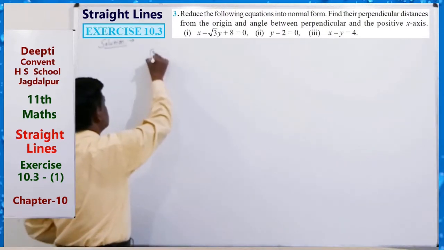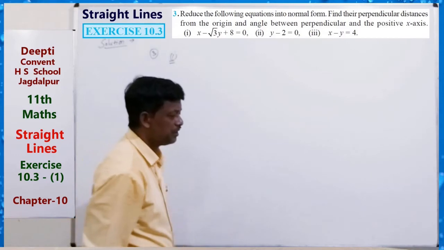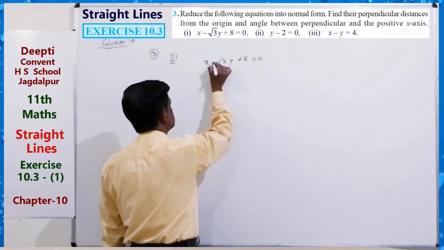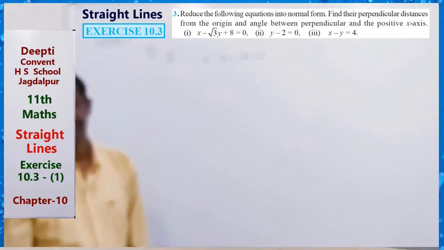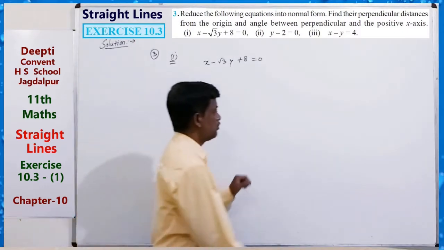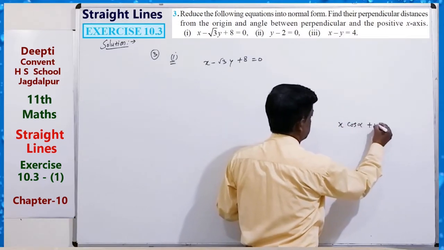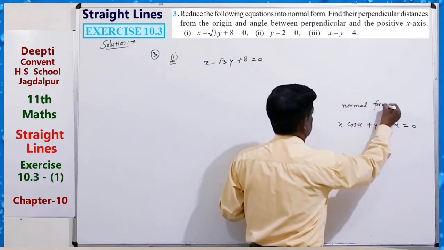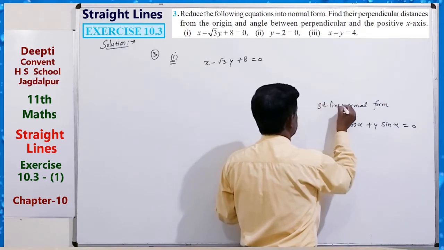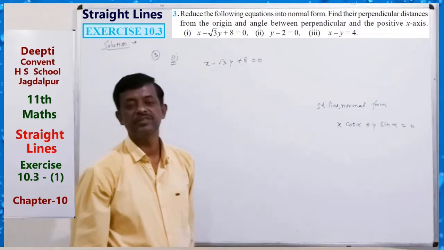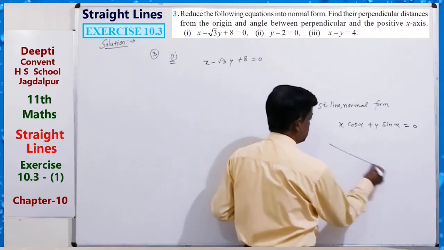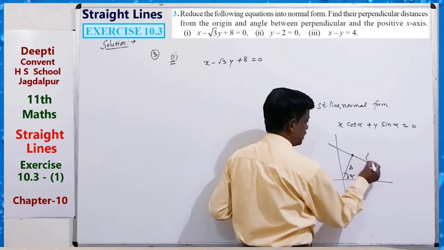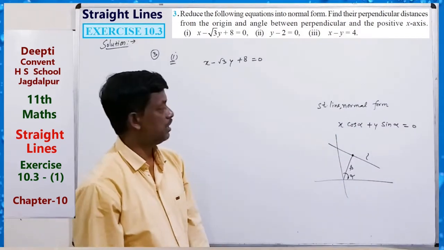Question third. First is given: x minus root 3y plus 8 equals to 0. This is a given straight line. We know the normal form is x cos alpha plus y sin alpha equals to p. Here alpha is the angle between the perpendicular and the x-axis. This is the x-axis, y-axis, this is the perpendicular P, angle alpha, and this is the line. So the normal form is this. We have to find alpha and p.